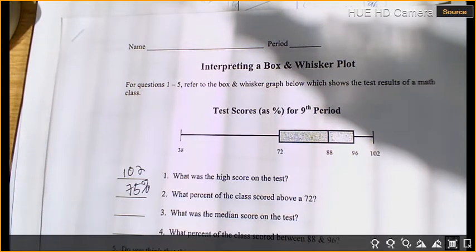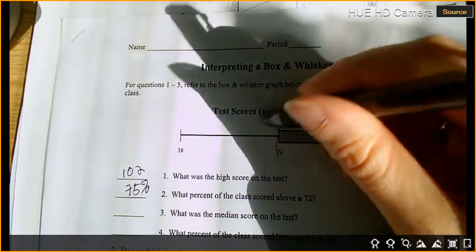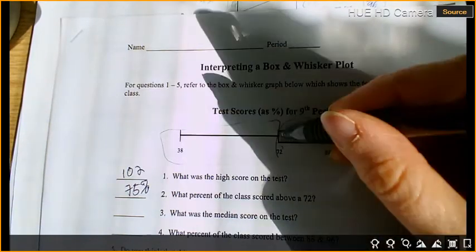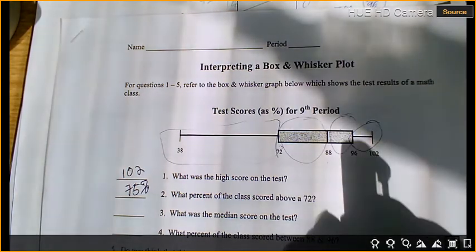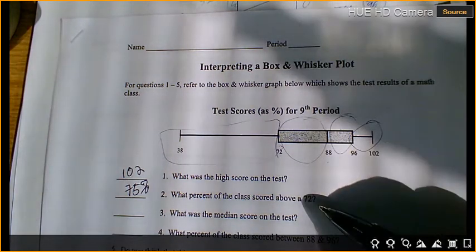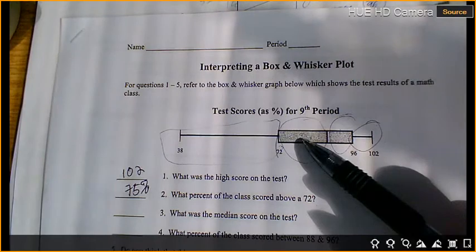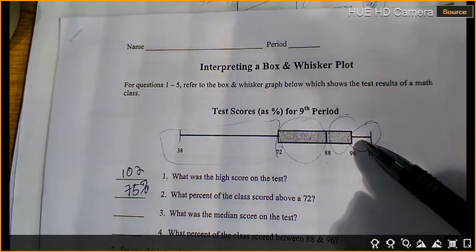Okay, so your box and whisker plot divides everything into 4 quarters. This is 1 quarter of your data. This is 1 quarter of your data. This is 1 quarter of your data. This is 1 quarter of your data. It says, what percent of the class scored above 72? There's 1, 2, 3 quarters, so that's 75%.